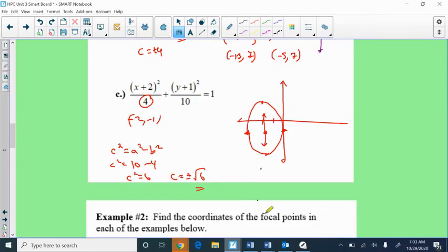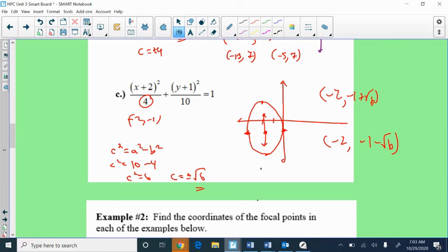And so all I do is finish the example. Okay, root 6. So we're going to go root 6 in that direction and root 6 in that direction from -1. So it's -2, -1 plus root 6. And then it's going to be -2, -1 minus root 6.